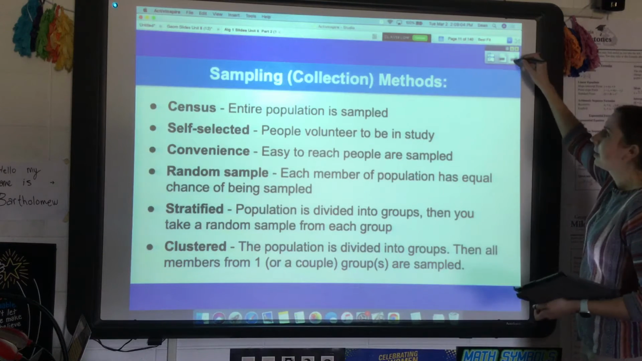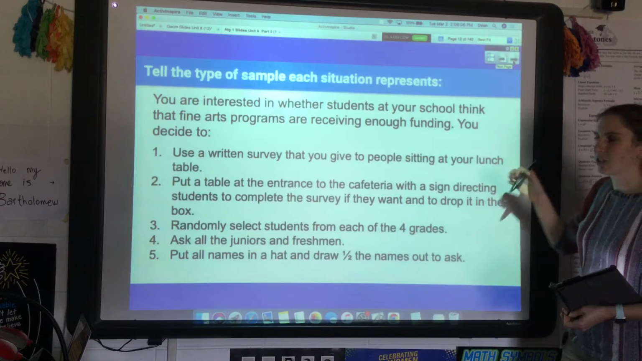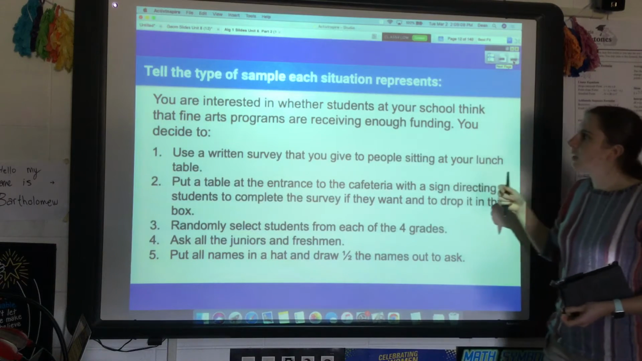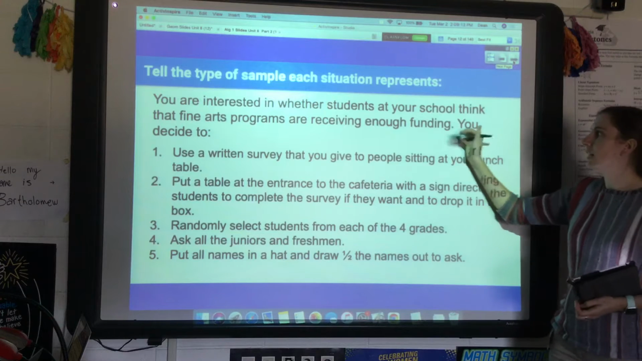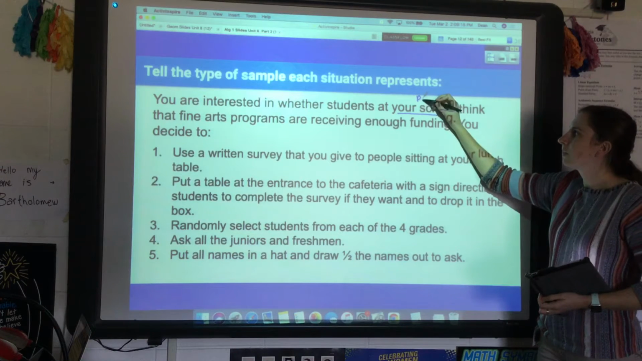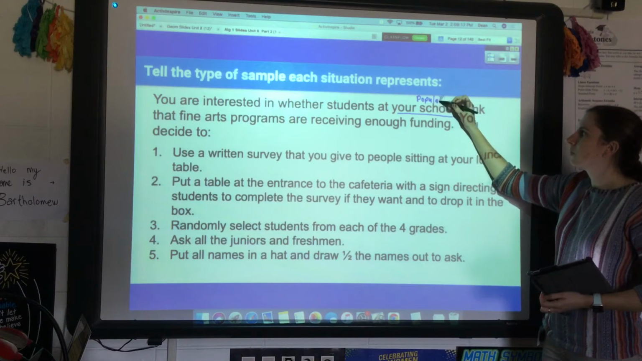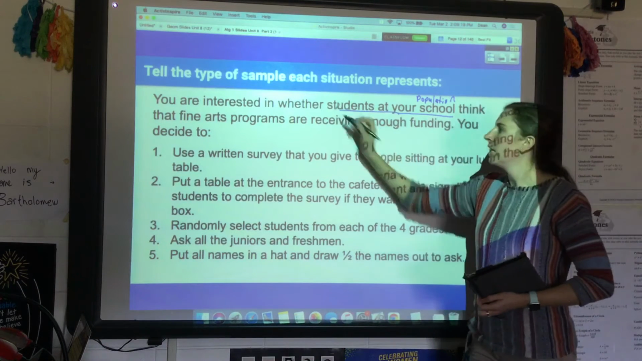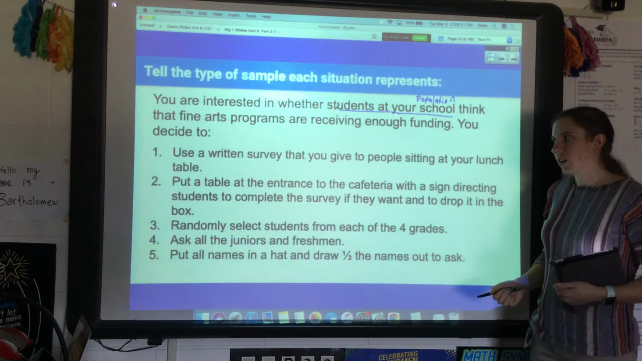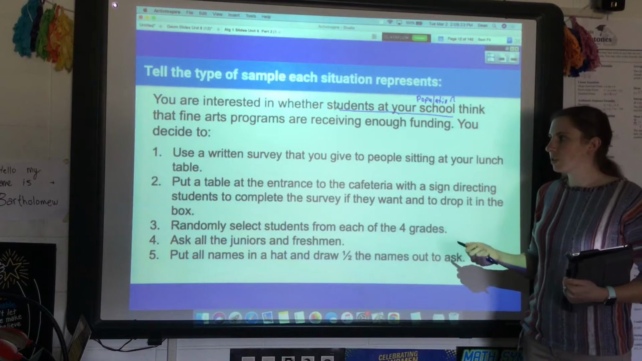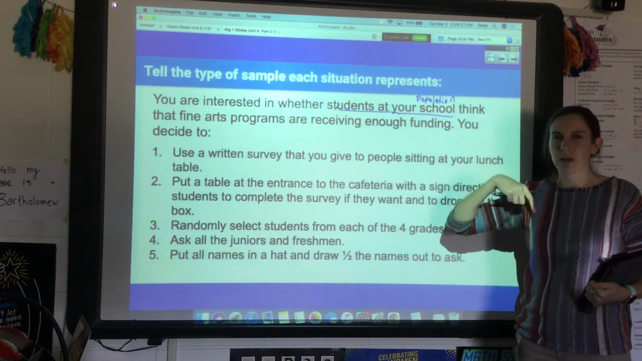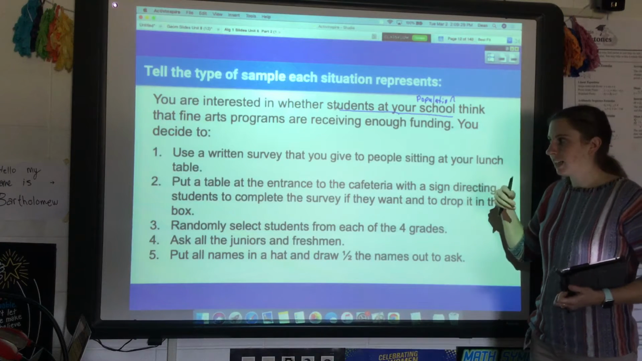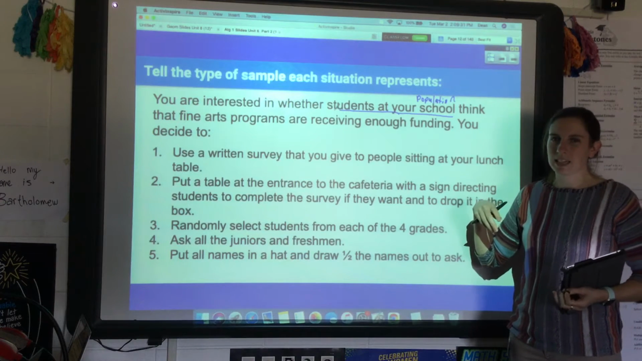All right, so we've talked about bias quite a bit. Actually, no, let's practice real quick. So imagine you're interested in whether students at your school, so this is your population, whether they think that fine arts programs are receiving enough funding. So here's all the different ways you might collect some data. Let's discuss which sampling method these are.